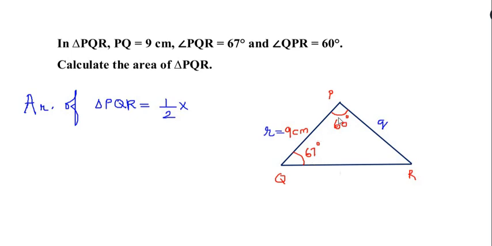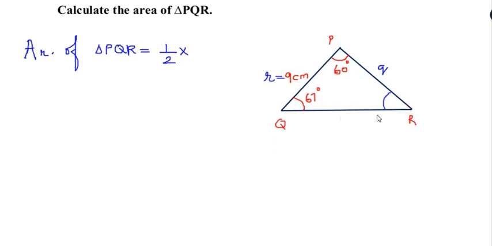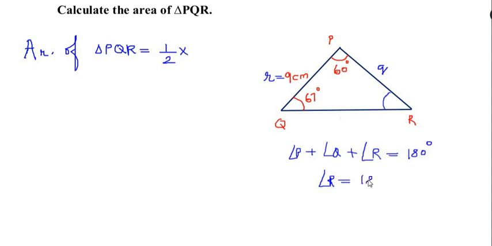Now since two angles are given for a triangle, it is very obvious that I can find out the third angle as well, because the sum of all the angles of a triangle adds up to 180 degrees. So I can find out angle R by writing angle P plus angle Q plus angle R is equal to 180 degrees. So if I have to find angle R, I write it as 180 degrees minus angle P plus angle Q. This is got by just shifting these two angles to the other side.